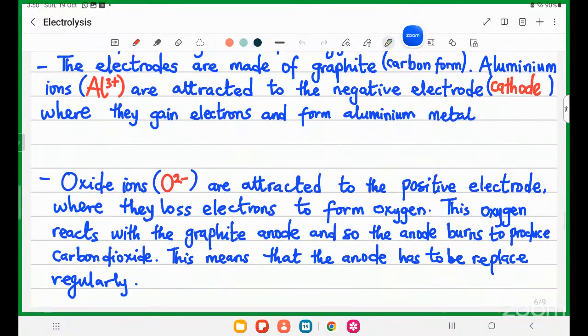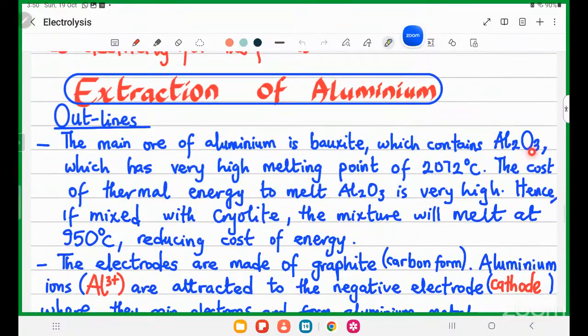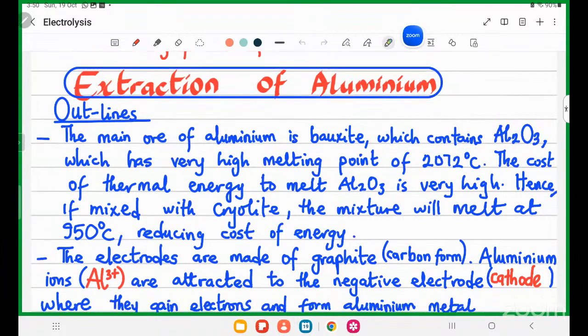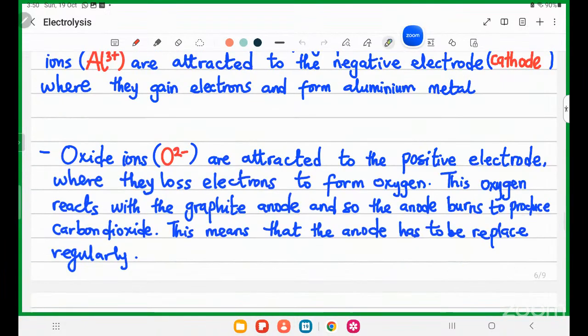Now, what will happen to the oxide? We said this is where we want to extract the aluminum from. We need to know what will happen to the oxide in the bauxite. The oxide, that is O2 minus, is attracted to the positive electrode, where it loses electrons to form oxygen.